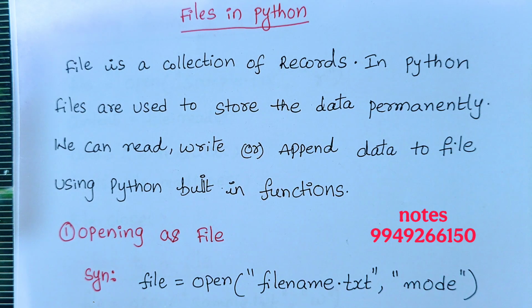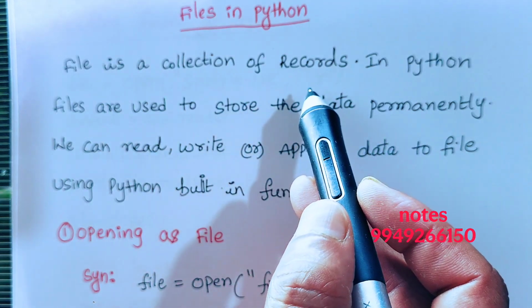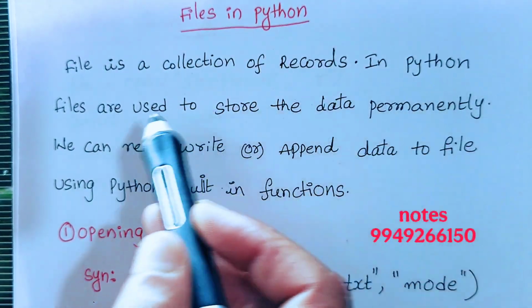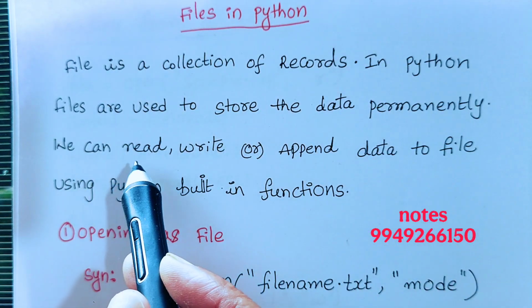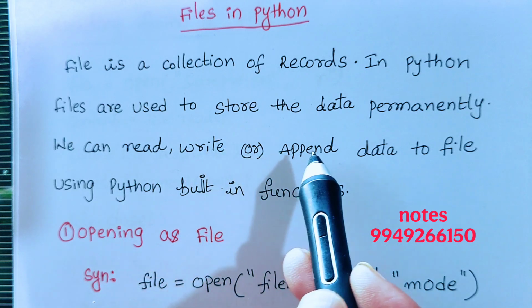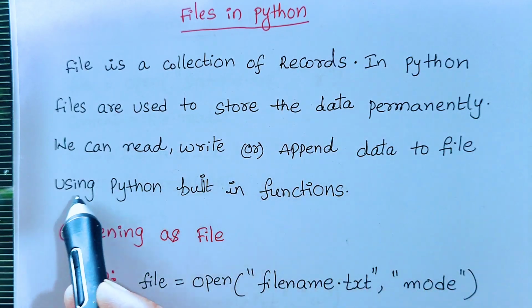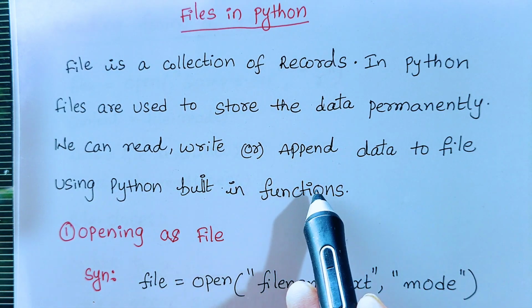Today we will discuss files in Python. So what is meant by a file? A file is a collection of records. In Python, files are used to store data permanently. We can read, write or append data to a file using Python built-in functions.